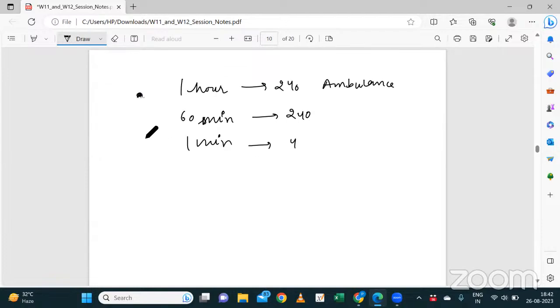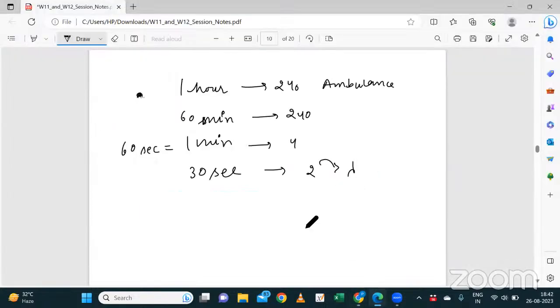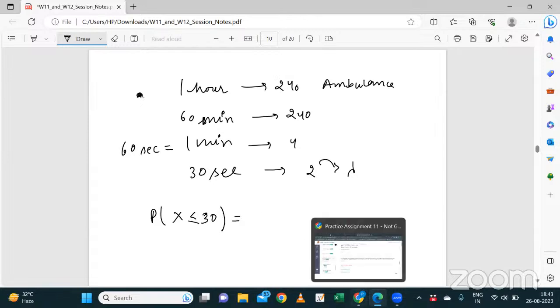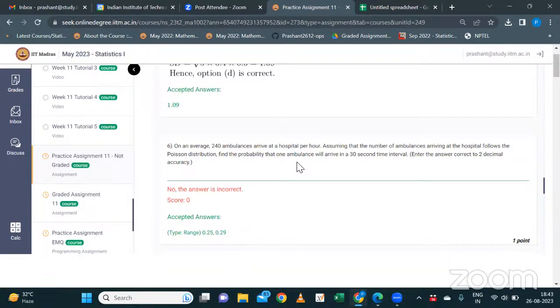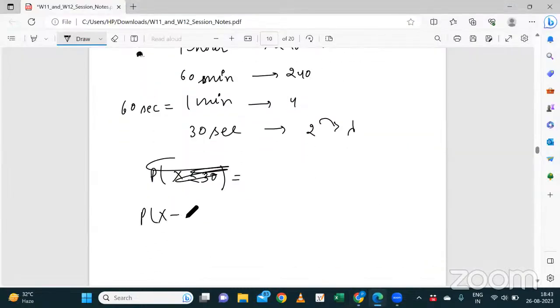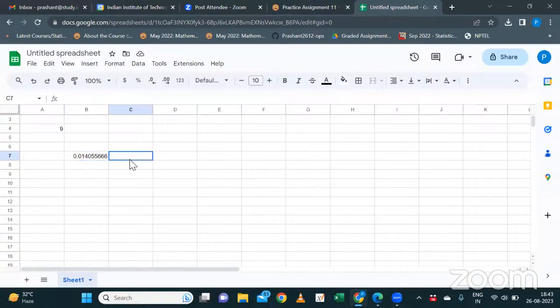So that means in half a minute, that means 30 seconds out of 60 seconds, it means 2. So here lambda will be 2. Correct? And in a 30-second time interval, we want probability of x equal to 1 ambulance. The formula is e raised to minus lambda, lambda raised to x, divided by x factorial. So let me calculate it: e raised to minus 2 into 2, divided by 1 factorial. So 0.27 is the answer.